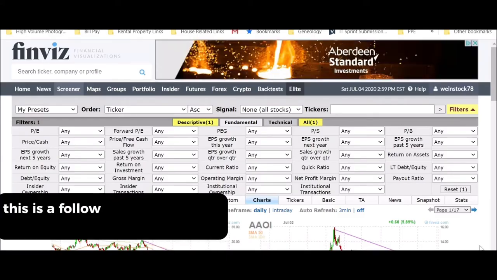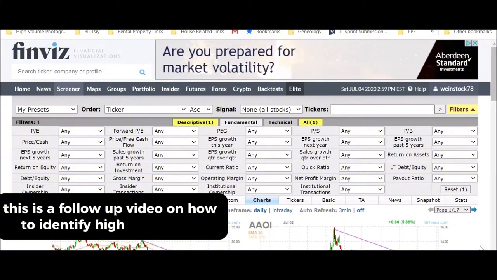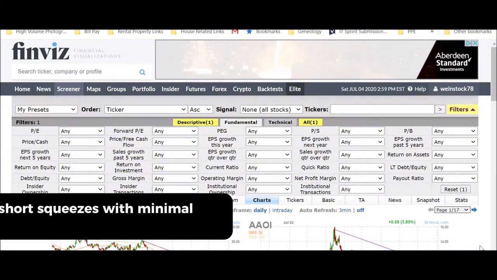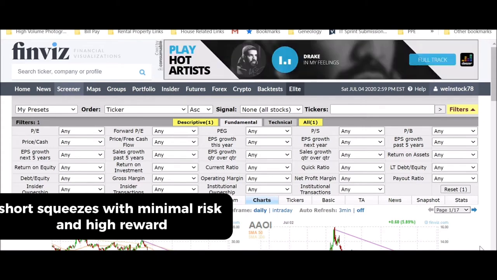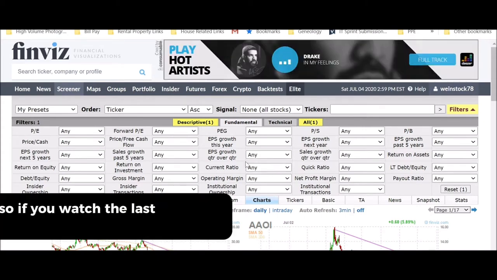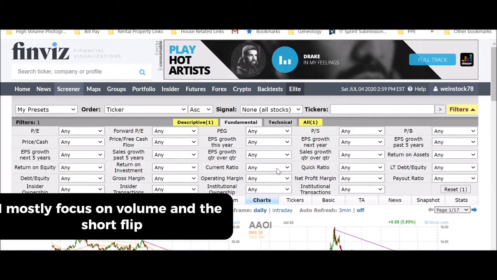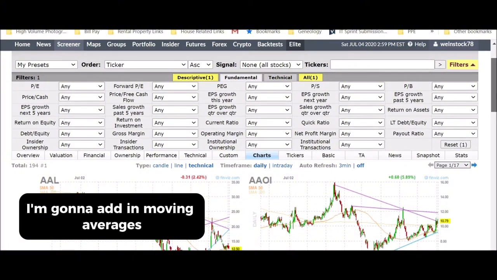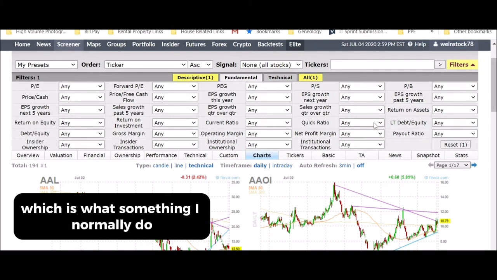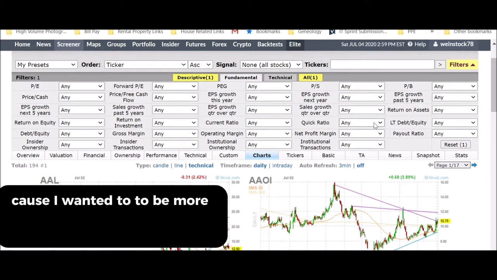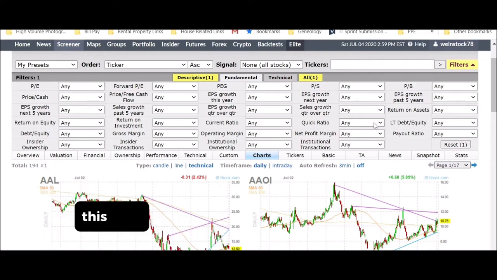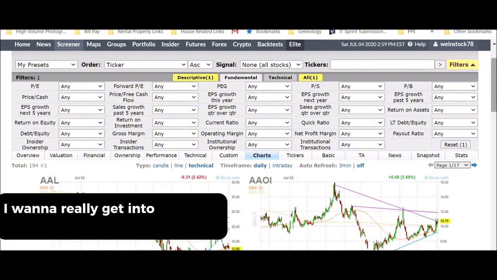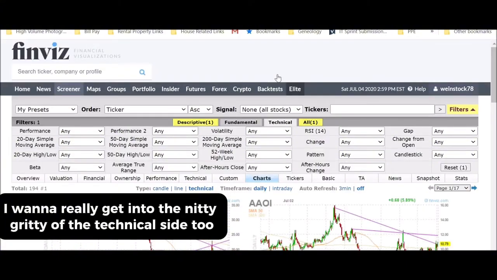Hey traders, this is a follow-up video on how to identify high probability short squeezes with minimal risk and high reward. So if you watched the last video and the last two videos, I mostly focused on volume and the short float. This time I'm going to do the same thing. However, I'm going to add in moving averages, which is something I normally do. I didn't do it in the last video because I wanted it to be more visual and try to identify in that way without knowing whether they were above important moving averages. This time I want to really get into the nitty-gritty of the technical side too.